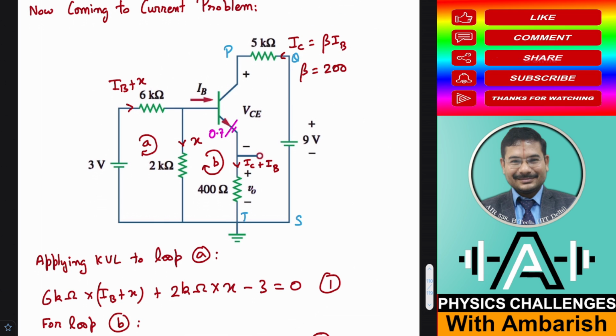Okay, so now I can do it in two ways. So the easy to understand method would be, I apply KVL to this loop. I have called this loop A. So I apply KVL to loop A, then I apply KVL to loop B, and then solving these two loops, I will get the value of IB, and I've assumed this current as X. So IB and X I'll be able to solve by applying KVL to these two loops, and once I know IB, then I'll be able to find out IC and other things.